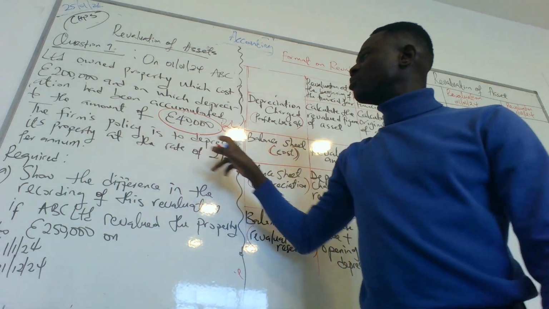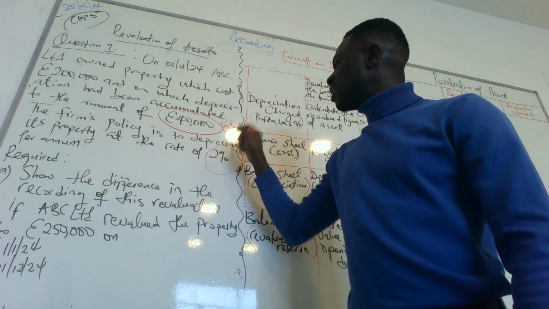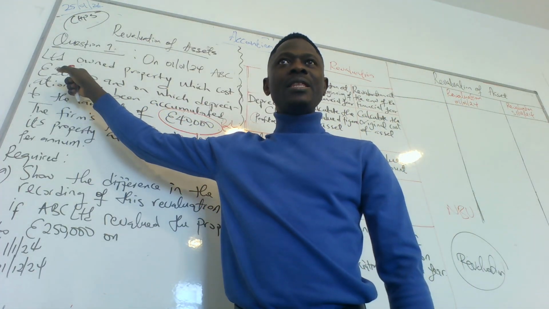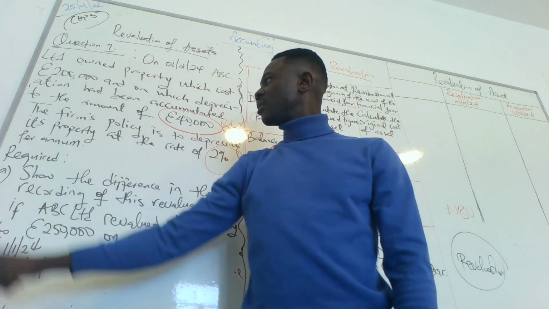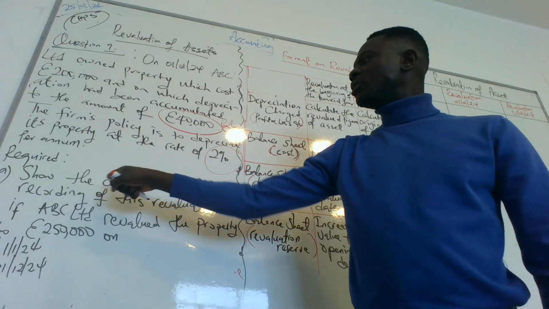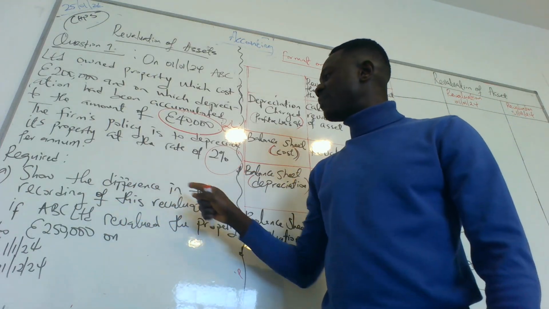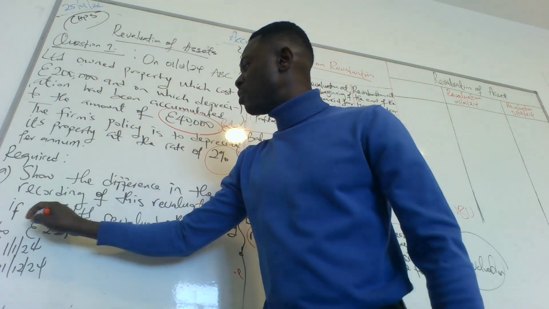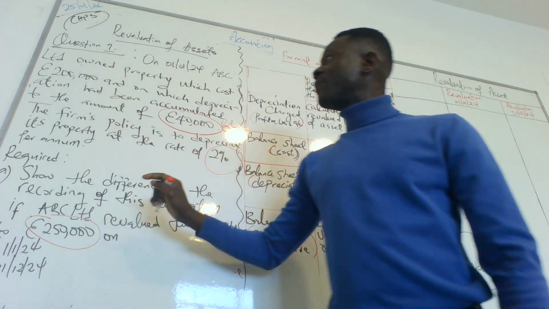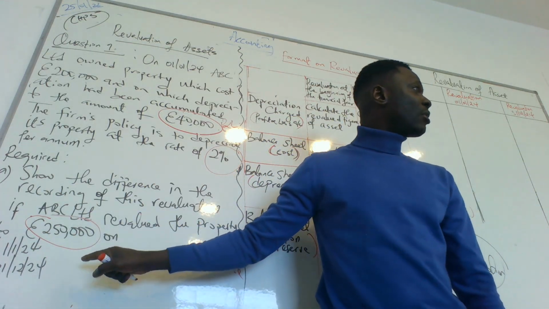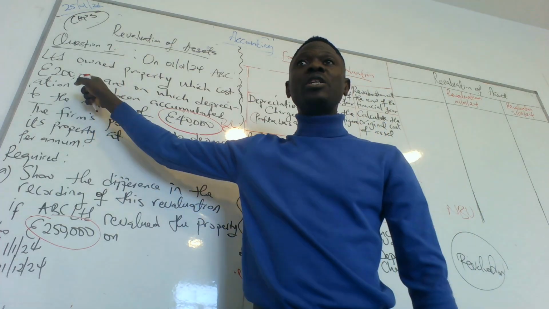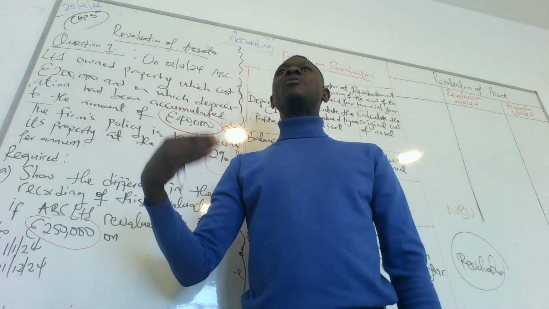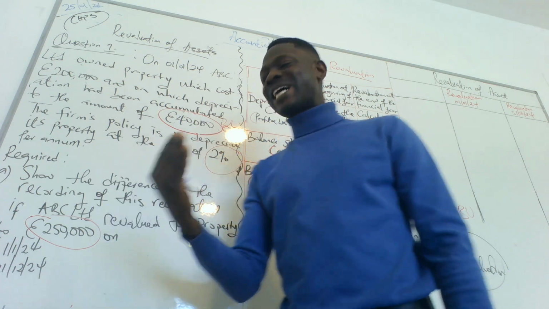The policy is to depreciate its property by 2%. So the amount of depreciation is 2% of the asset. Are you with me, please? Great. Required: show the differences in the recording of this revaluation if ABC Limited valued the property at 250,000 euros. So the value of the property has increased from 200,000 to 250,000 euros. This is revaluation. Now we have to prepare a revaluation of asset account.